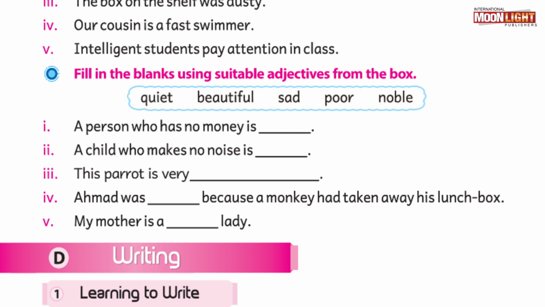Let's start. A person who has no money is dash. Obviously poor. The child who makes no noise is dash. Quiet. The parrot is very dash. Think about the appropriate describing word for the parrot, and that is beautiful. Ahmed was dash because a monkey has taken away his lunchbox. Ahmed was sad. My mother is a dash lady. And yes, the answer is noble lady.